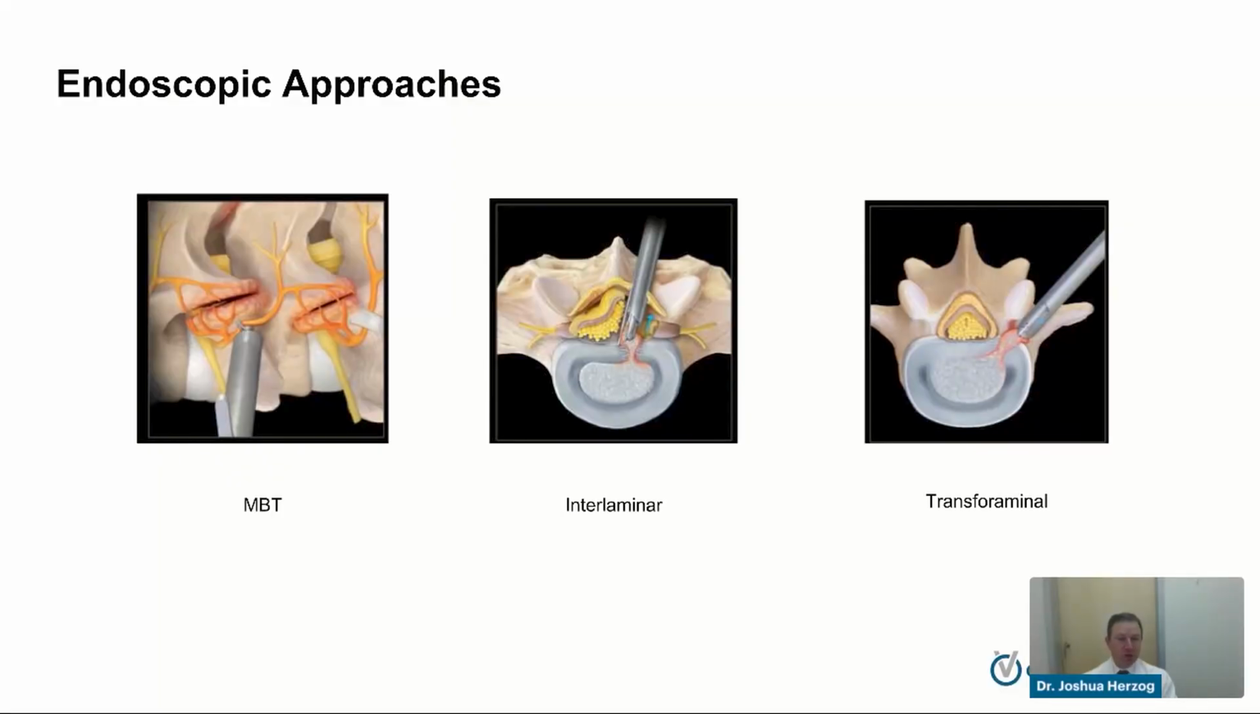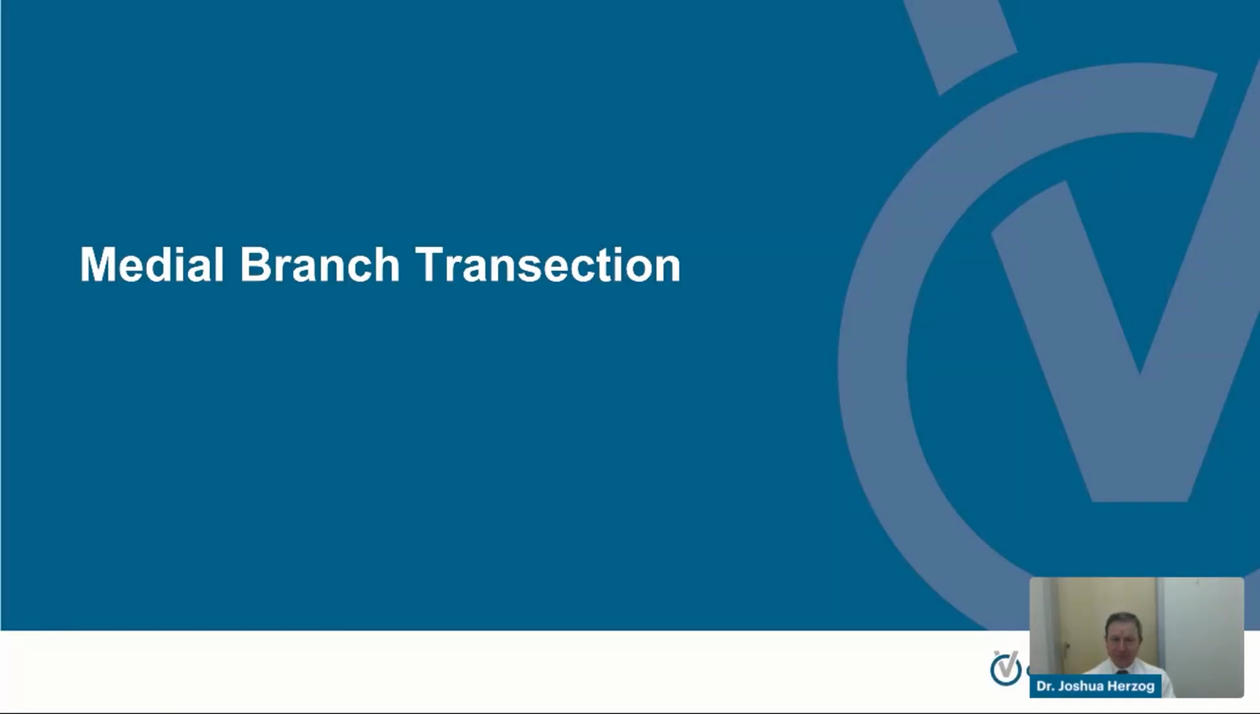Now what we can do is a block, and then go in there and actually see that nerve, the medial branch that innervates the facet joint, which is a joint in the back that can be very painful. If we blocked it and it gets better, then we can go in there with the camera and see the nerve and then cut that nerve. That's called a medial branch transection.